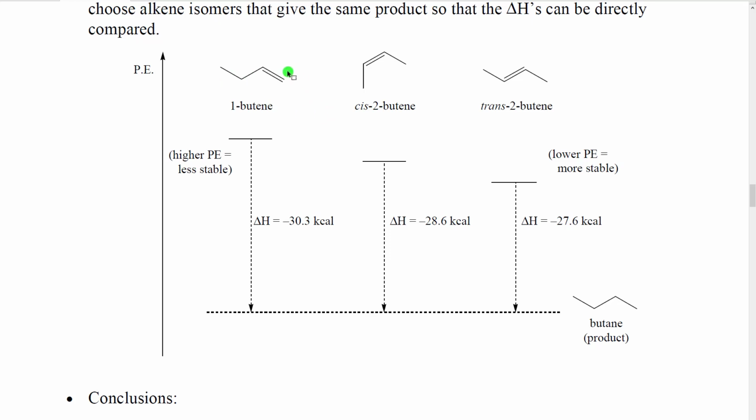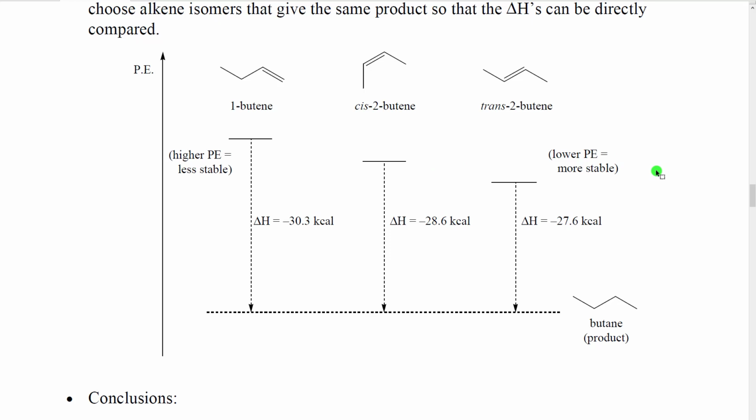We can see that 1-butene has the highest potential energy. That means it's the most unstable. We can see that both of the 2-butenes are lower in potential energy than the 1-butene, but that the cis is a little bit higher than the trans, meaning the trans is more stable than the cis.